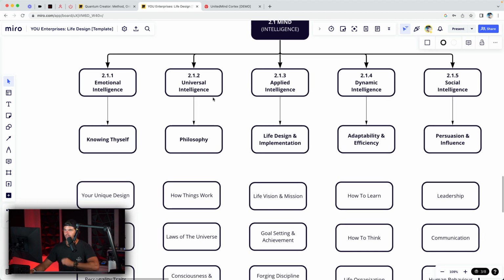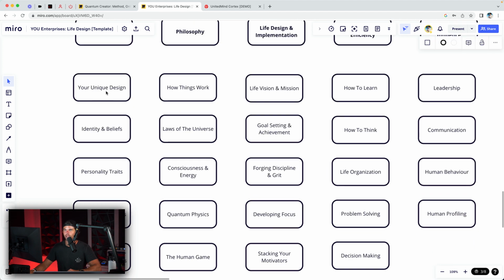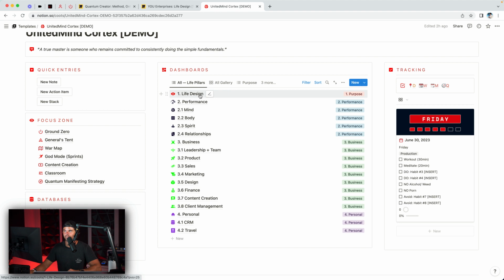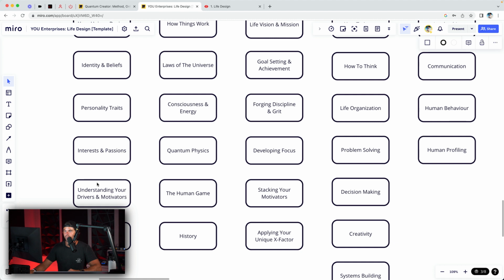Your mindset. So this is broken up into different aspects of intelligence that make up your mind, like emotional intelligence. This is about knowing thyself. Understanding your unique design, your identity and your beliefs, your personality traits, your interests and passions. Well, where's that? This is where you can start to do that with things like personality tests and beliefs and story analysis, like going into that dashboard and reflecting on that. Understanding your drivers and motivators, cultivating your values and principles.